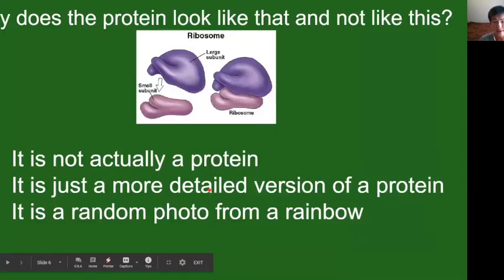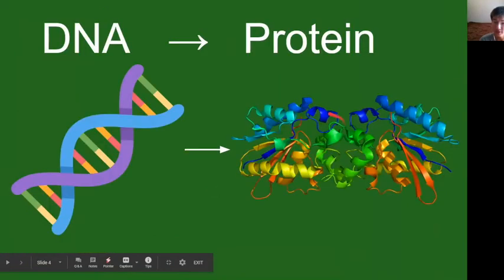Now I want to go back to here, and I want you guys to take one more look, and now we can properly look at it with a learned eye. We see all of these coils here, those are the alpha helix, and this one, it's kind of hard to see, but in the other ones you'll be able to see better.